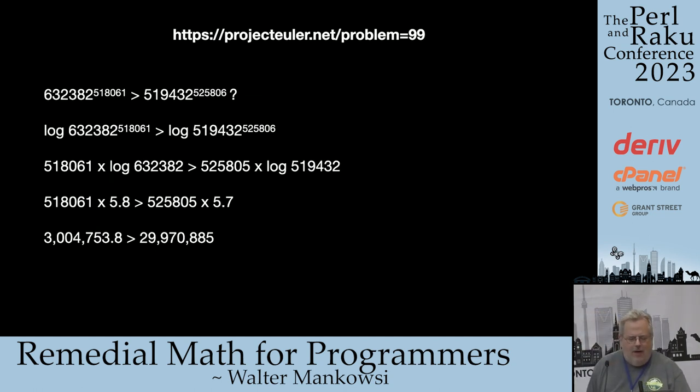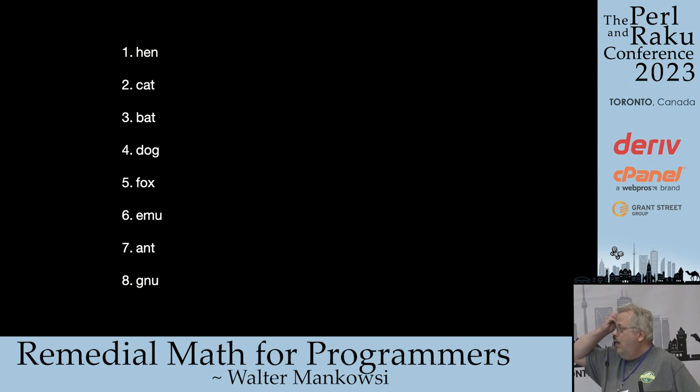Another example of logarithms. Now we're going into algorithms land. Suppose you want to find the word GNU in this list. Because it's not sorted, the only way we can find it is to look at every single element. So we have to look at hen and cat and ask, is it there? No. So worst case, you want to find anything in that list, you're going to have to look through everything to find it.